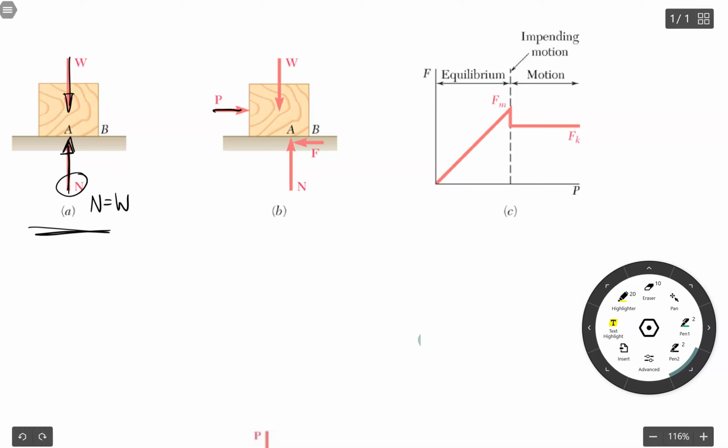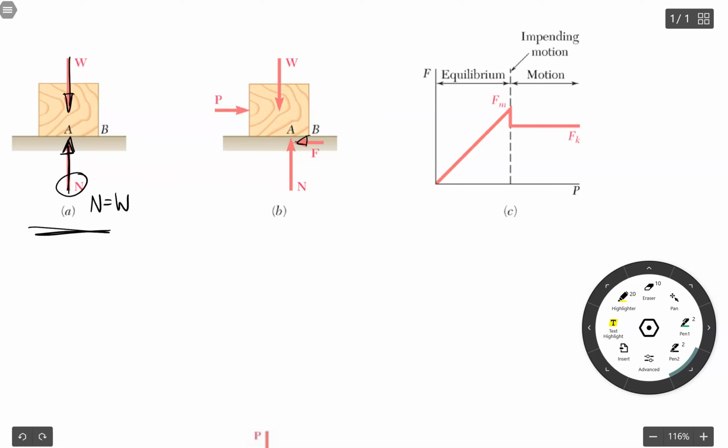If we now apply a force P and try to push our block to the right, we are going to find that unless this is a frictionless contact surface, there's going to be a friction force that develops here. If we just push a little bit, if P is very small, then F is more than likely going to equal P and cancel it out. But as we increase P, F is going to reach a limit, and at that point the block will start to move.